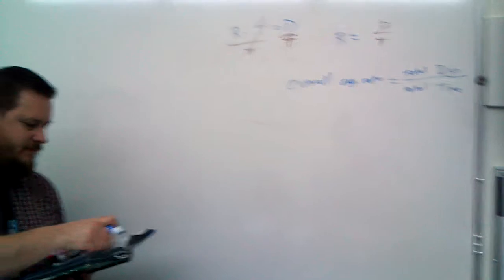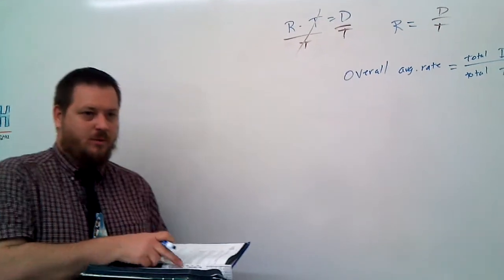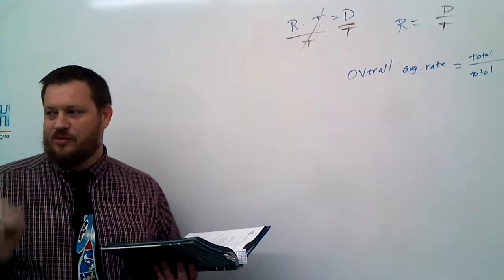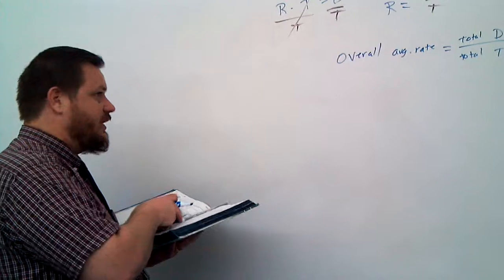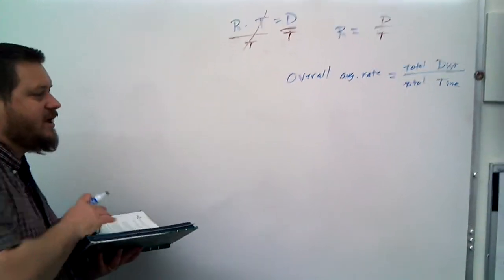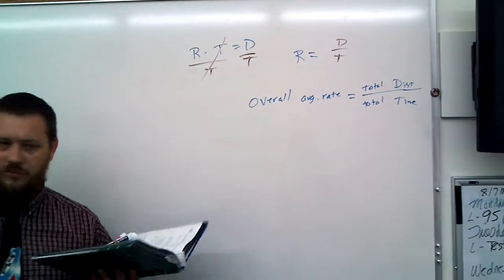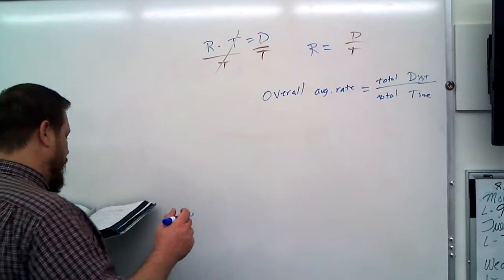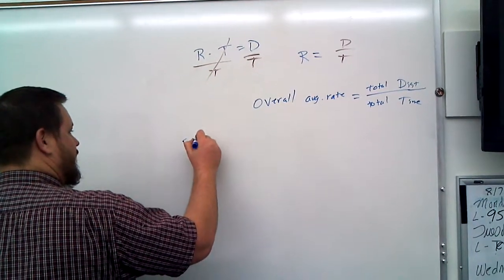If we have a journey, I like to call it a journey, that has multiple segments with different distances, times, and rates, you can get the overall average of the entire journey like this. And these can be very confusing if you don't set them up well. So here's how I set them up, and I strongly suggest that you set them up the same way.